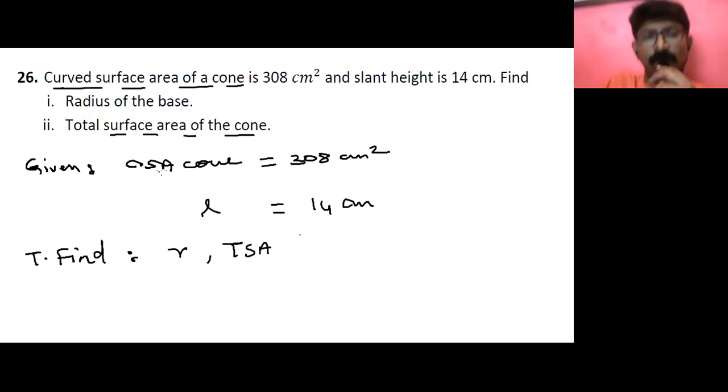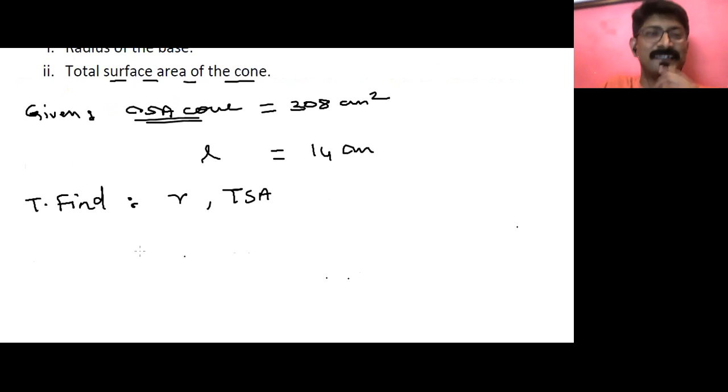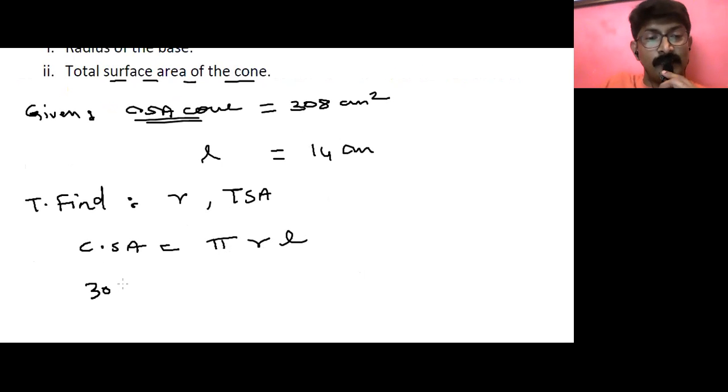So simple. We'll quickly write down the formula of curved surface area of the cone, student. So curved surface area is pi R L. We will substitute the value 308 as curved surface area, pi as 22 upon 7, radius we're supposed to find, so we'll write R as it is, L is 14. 7 twos are 14.